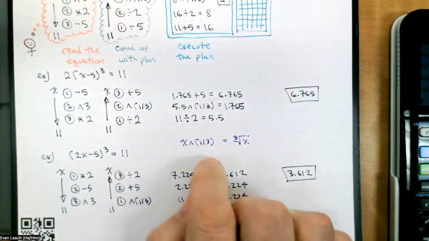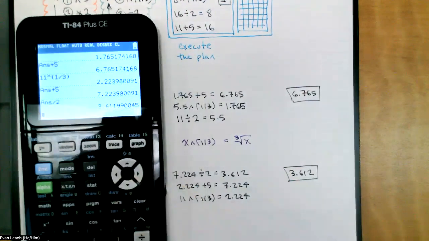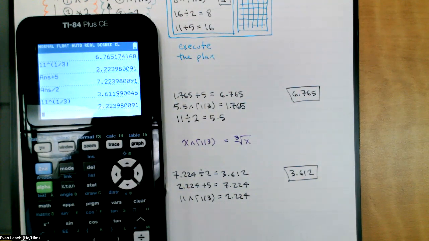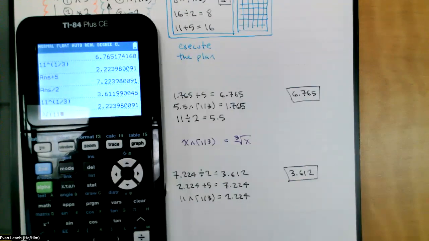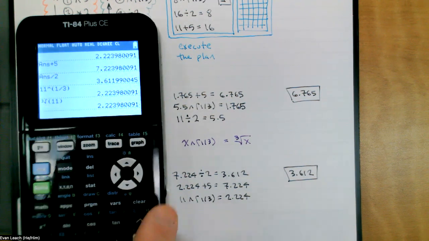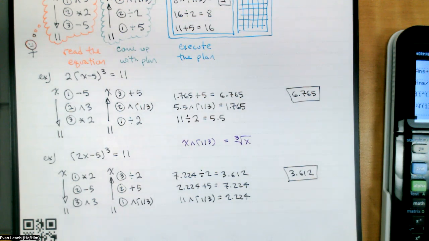The reason I advocate for x to the 1/3, even though it's a lot more writing, is that all those buttons are right on the front of the calculator. So I type 11 to the parentheses, 1 divided by 3, close parentheses, equal. To get a cube root, I don't put the 11 in first. I have to push math and then scroll down to cube root of 11, close parentheses. So that's why I don't like to have to use the menu.